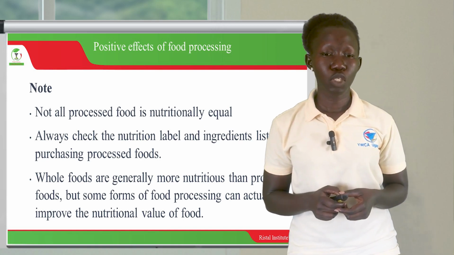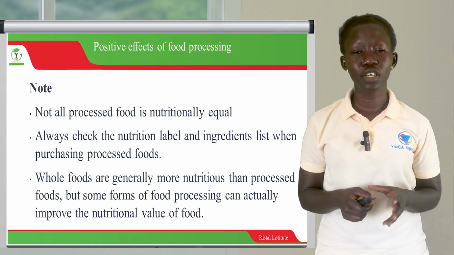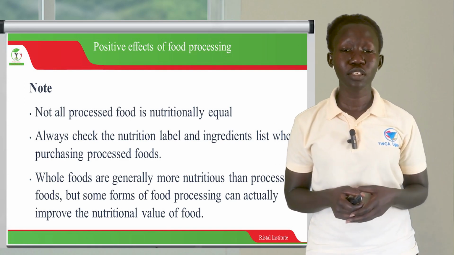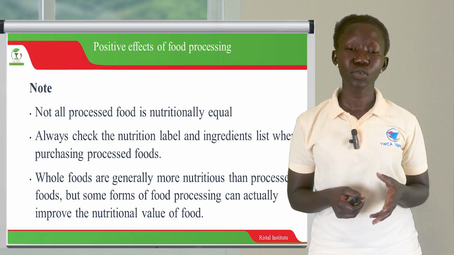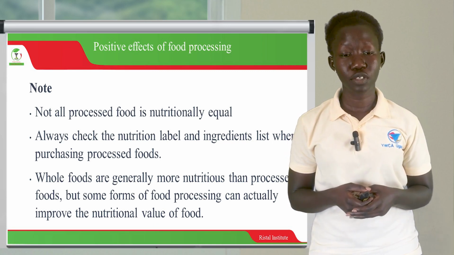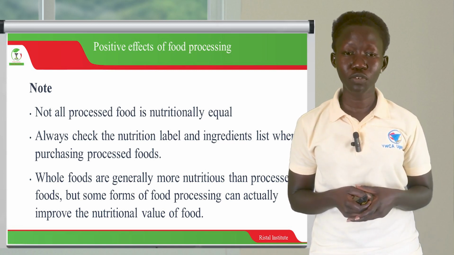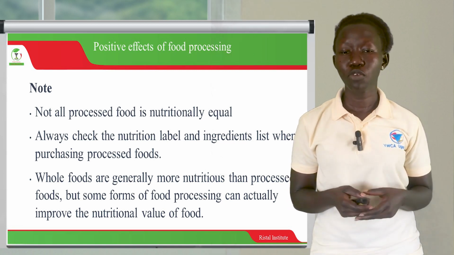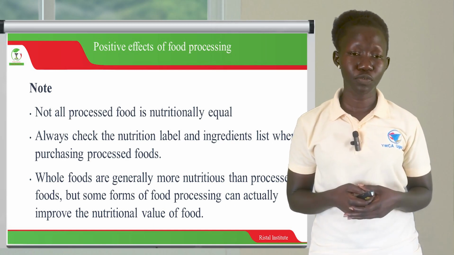Note, not all processed foods are nutritionally equal. You have to always check the nutrition label and ingredients list when purchasing processed foods. Whole foods are generally more nutritious than processed foods, but some forms of processing can actually improve the nutritional value of food. So you have to keep all these factors in mind when you are consuming processed foods.